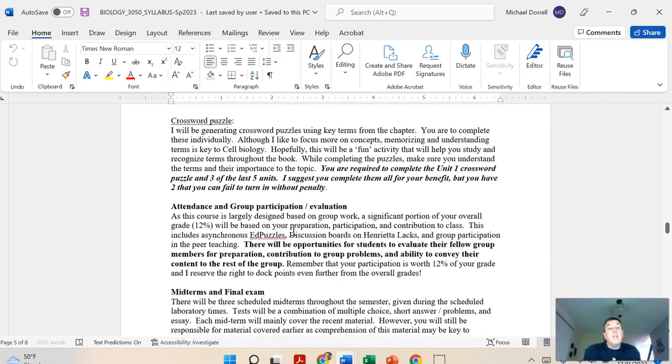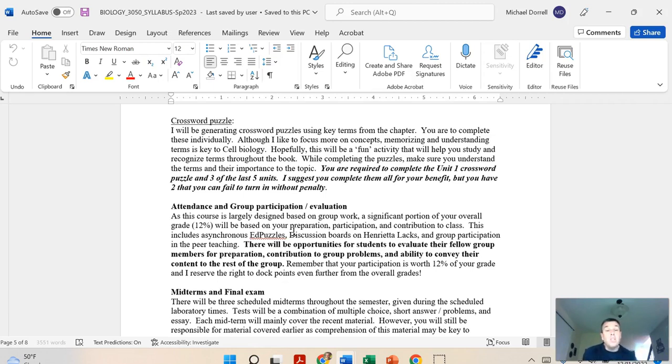I've also made these crossword puzzles. One of the things with cell biology is there's a lot of information. This is one of the reasons the jigsaw works well, because we can get some of that base information down and then apply it together and use a lot of the time together to take it to the next level.